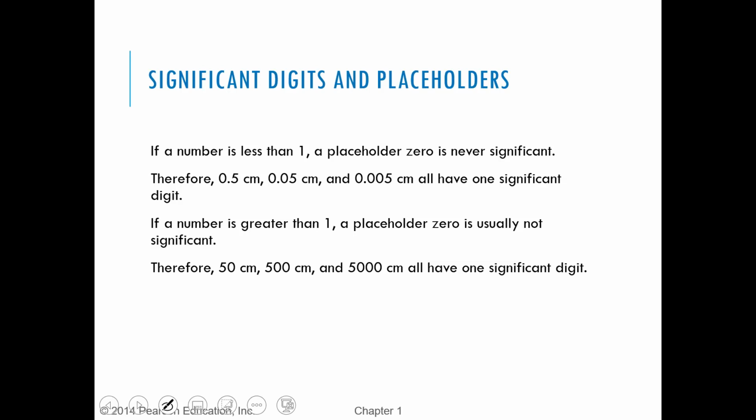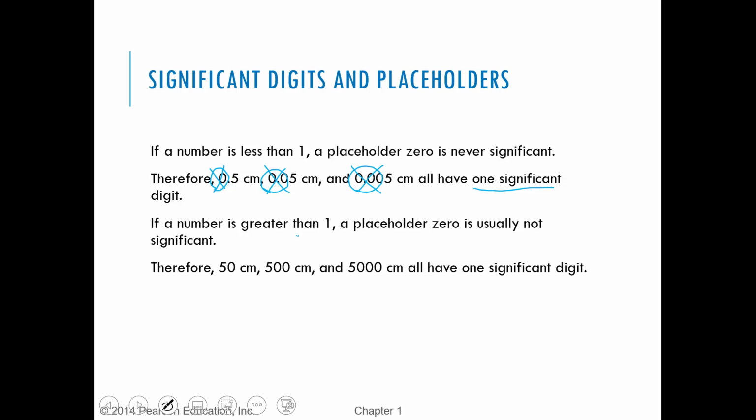Now, if a number is less than 1, the placeholder 0 is never significant. Why is that? That goes with that rule that all leading zeros are not significant. So all of these numbers, 0.5, 0.05, 0.005, all have 1 significant figure.